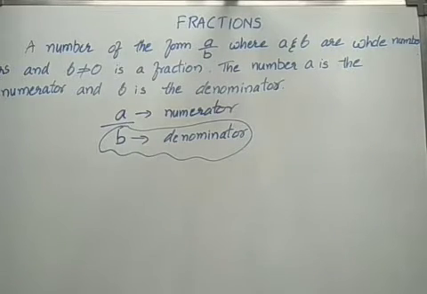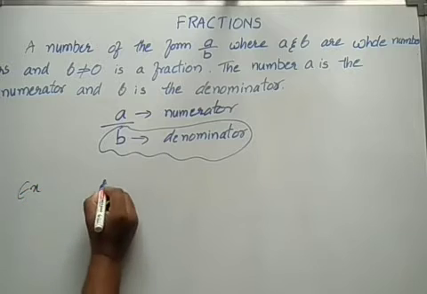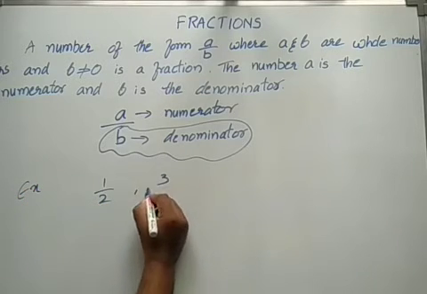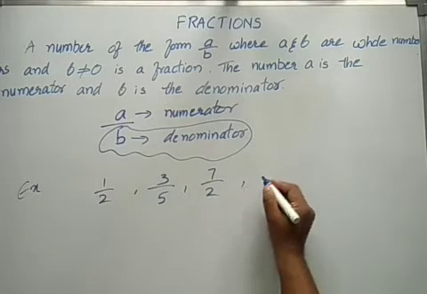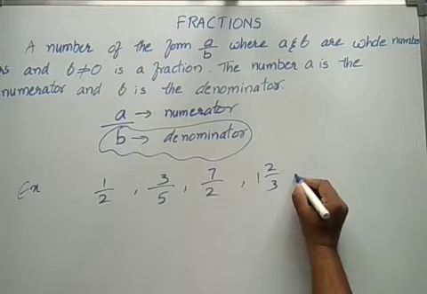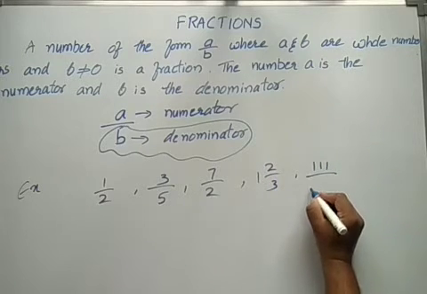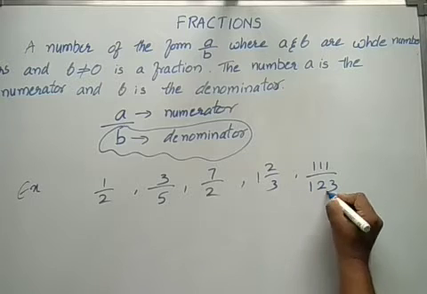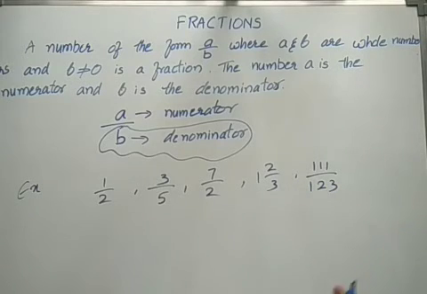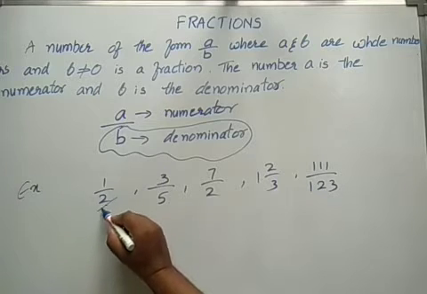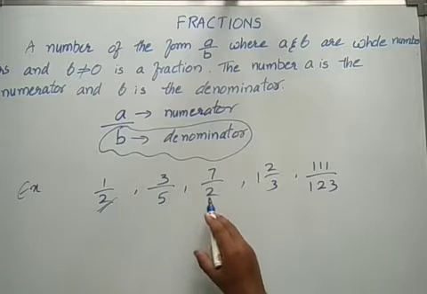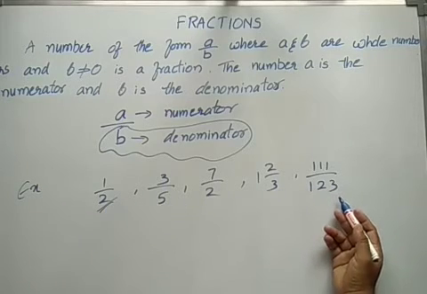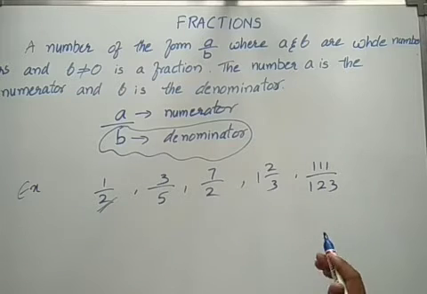Examples for the fraction. I am going to write here. See, 1 by 2, 3 by 5, 7 by 2, 2 by 3, 111 by 123. You can write like this. Everywhere the denominator, the downside b, is not equal to 0. Here it is 2, here 5, here 2, here 3, here 123. So in all the cases the denominator is not equal to 0.